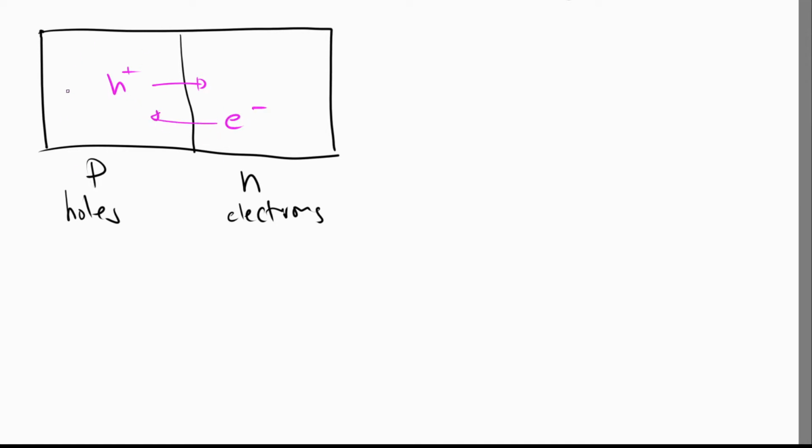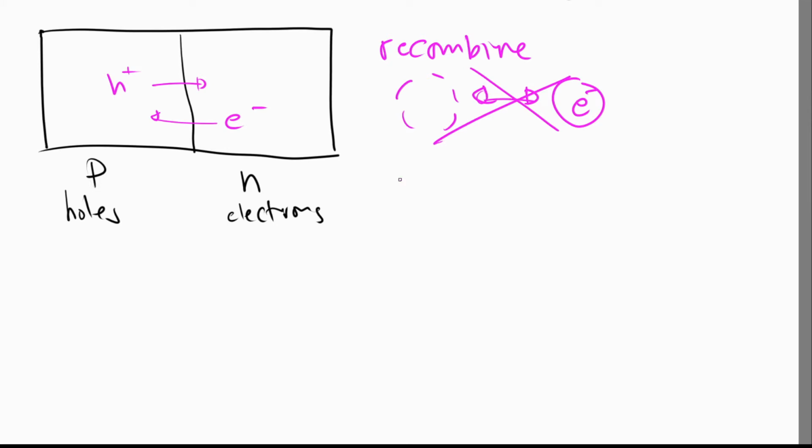Since there are more holes in the p-type region than the n-type region, they would go to the lower concentration. Same with the electrons, they would go to the lower concentration, which is your p-type region. If your holes and electrons meet, they would recombine. Your hole is an electron state not filled by an electron in the valence band, and your electron is a free electron in the conduction band. If they meet, they would essentially annihilate, and we lose our free charge carriers.